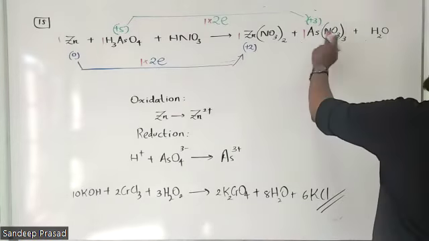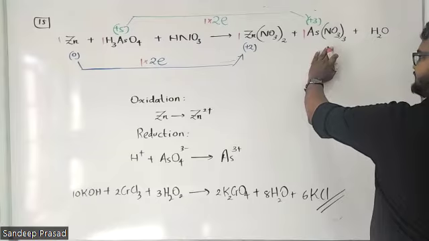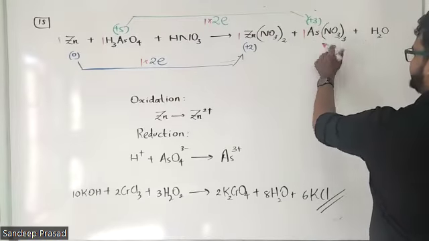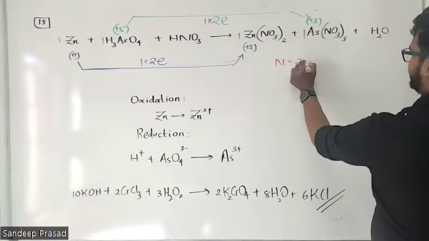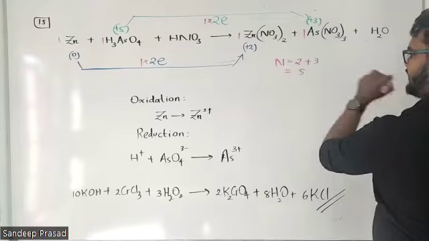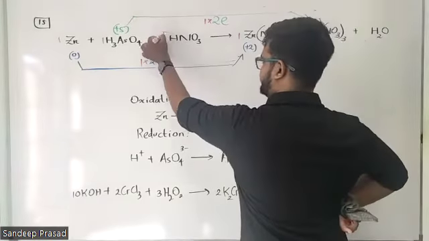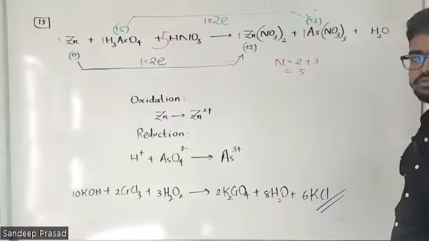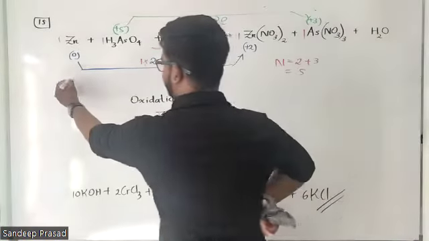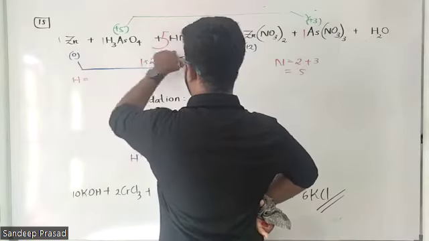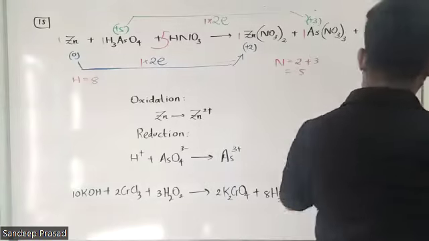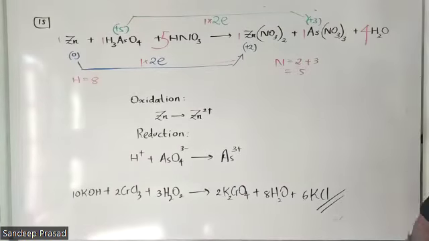Now count the total number of nitrogen atoms on the right hand side. Here we have 2 and here we have 3 nitrogens. All together there are 5 nitrogens. Then how many nitric acid molecules should I add here? 5 nitric acid molecules. Then count the total hydrogen atoms. 3 here, 5 here, 8. Then we can put here 4 water molecules.